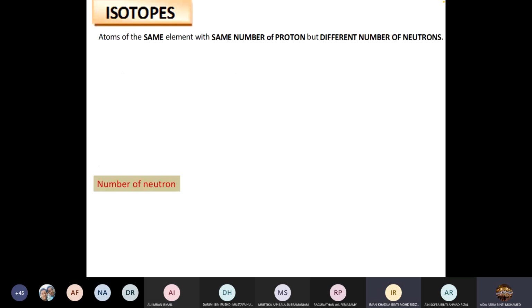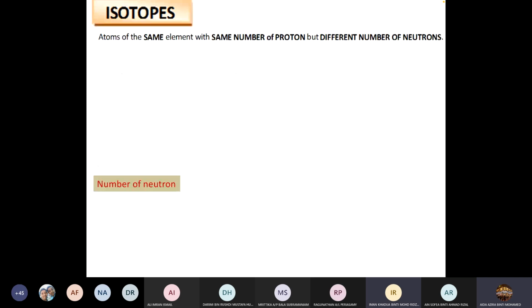Alright. Okay, last one before I let all of you go. Isotopes. Okay, we are going to learn about isotopes. Have you ever heard about isotopes before? Dah buat nota. Okay, good. So first korang kena faham apa definition untuk isotopes.